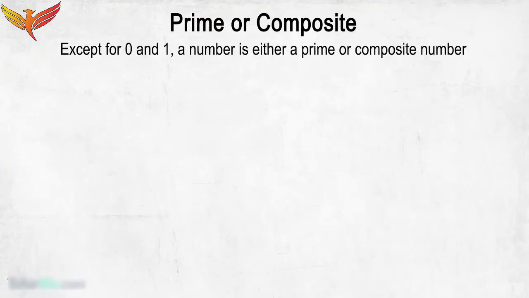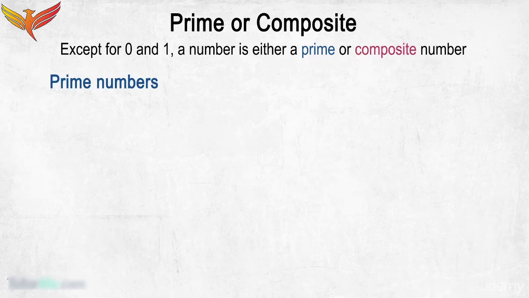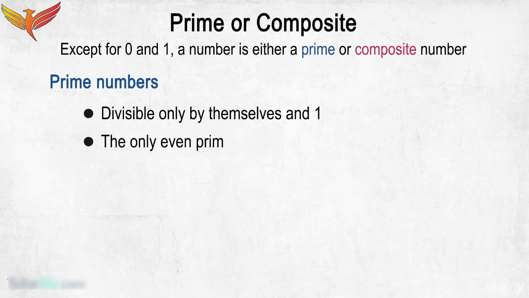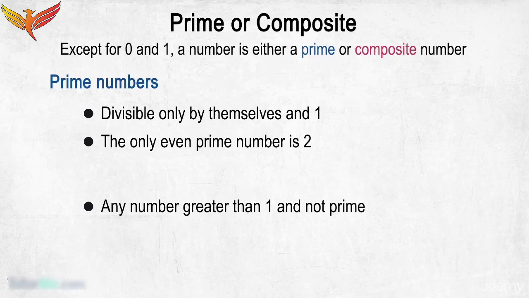Except for 0 and 1, a number is either a prime number or a composite number. Prime numbers are numbers that are divisible only by themselves and 1. The only even prime number is 2. All other even numbers can be divided by 2. Any number that is greater than 1 and not prime is a composite number.